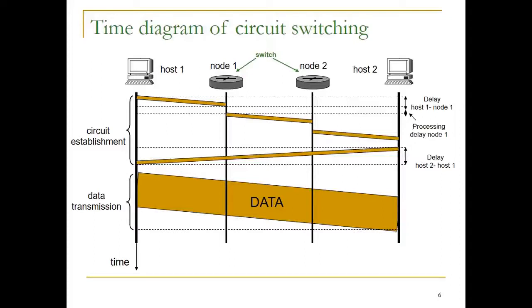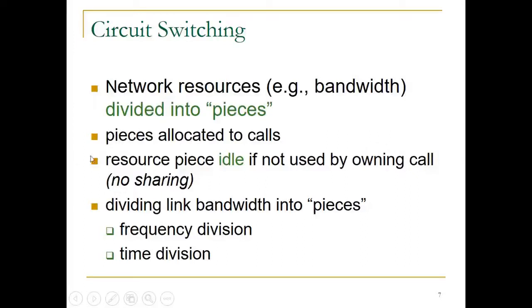Within circuit switching, you can see network resources such as bandwidth are usually divided into pieces. Those pieces are allocated to calls, and resource pieces sit idle if not used by their owning calls. So in that sense, they are not shared, as we mentioned earlier. Once the circuit is established, it is not shared with any other device. So obviously, no sharing is involved. And as I mentioned, network resources are divided into pieces, and the pieces are allocated to calls.